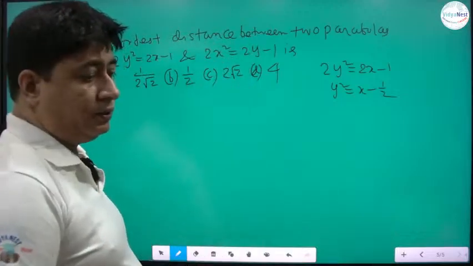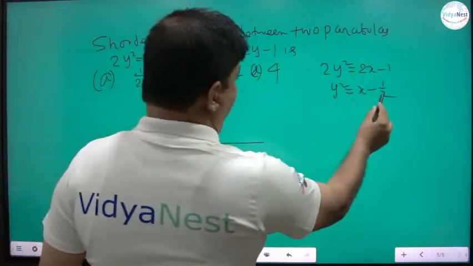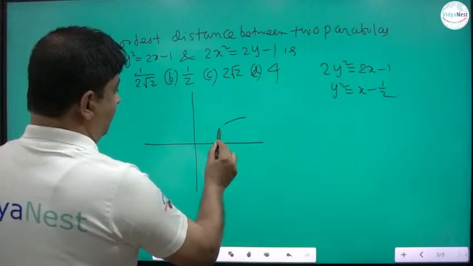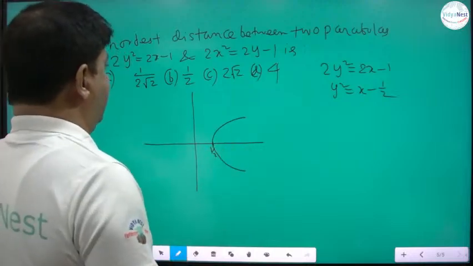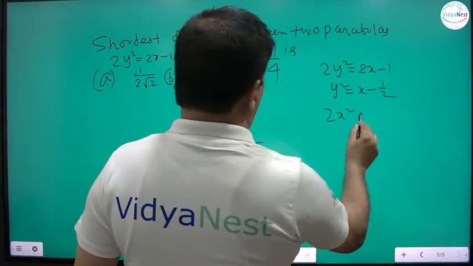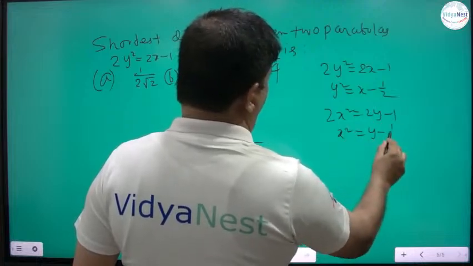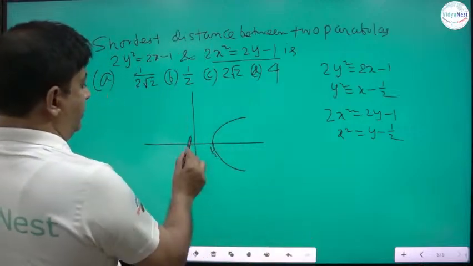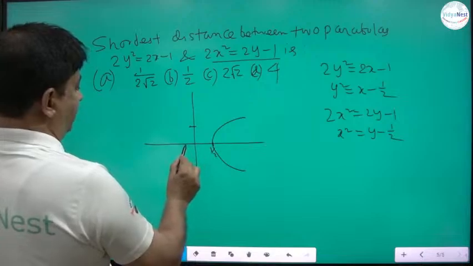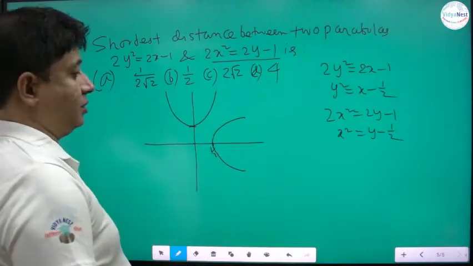How to draw it? X minus half means it does not pass through the origin but through half. Parabola is like that. And next equation, 2x square is equal to 2y minus 1. X square is equal to y minus half. So half unit it will be shifted and the parabola will be like this.